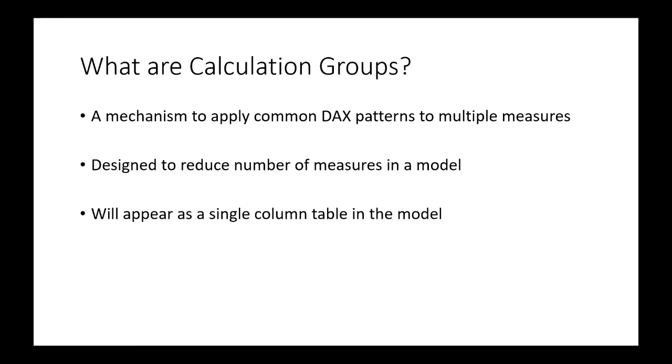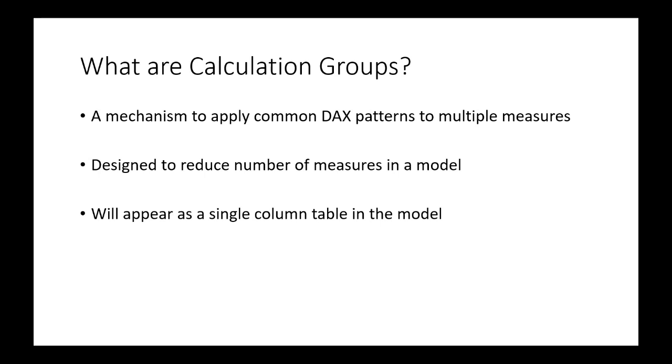There are some good performance gains by using a calculation group as well. Once you've added a calculation group to your model, it will appear in the data model as a table, a single column table in your model. Well, actually, there'll be two columns. There's one column which contains one row per calculation group item. So an item is a template. And the second column just allows you to control the ordering.